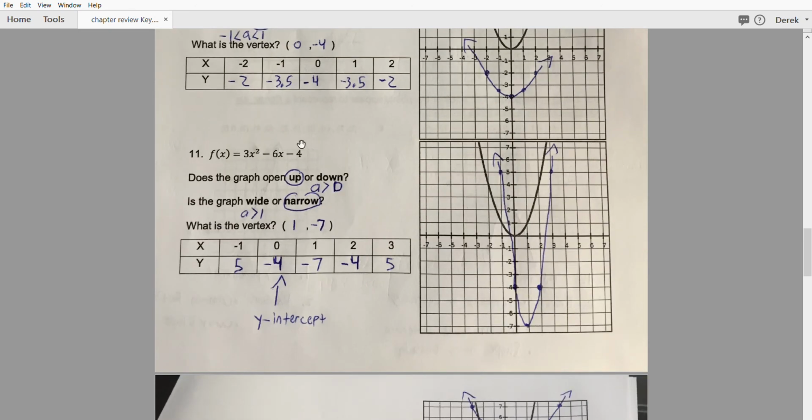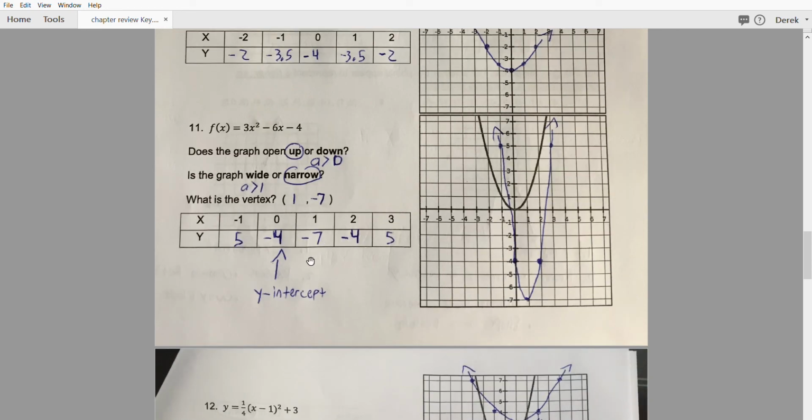So I'm going to do the same process. Does it open up or down? Well, it opens up because a here is greater than 0. Wide or narrow? A is greater than 1, so it's going to be narrow. I'm going to plug that formula into my calculator and do second table to get these options here.